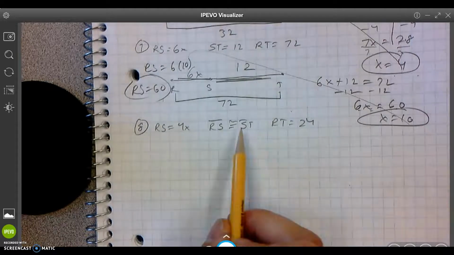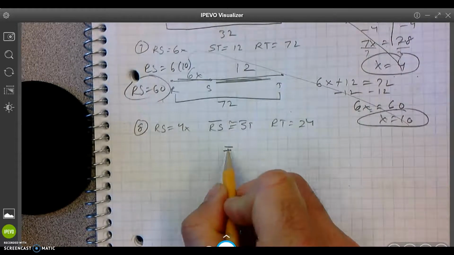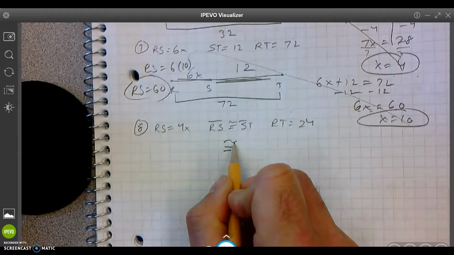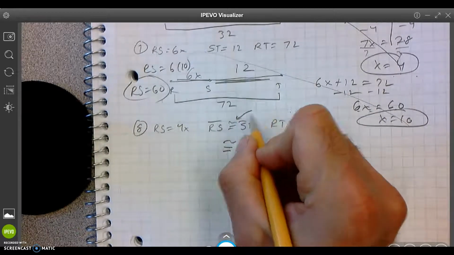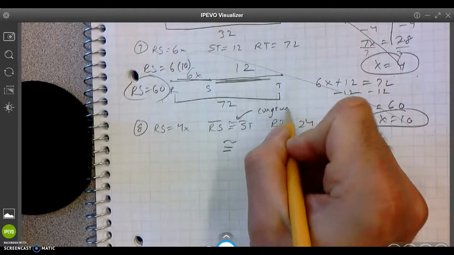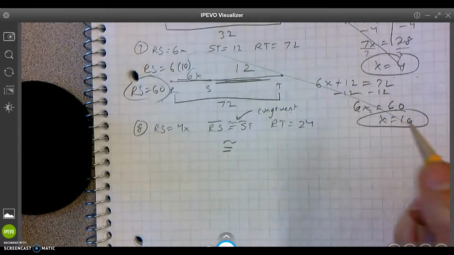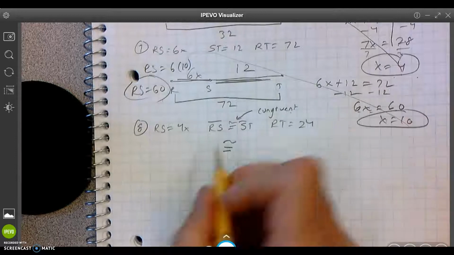You get it? This one's hard because what does this symbol mean? This symbol right here, the equal sign with the little squiggly on the top, this is congruent. Make a note to yourself. Congruent means what? Yeah, same size, same shape.